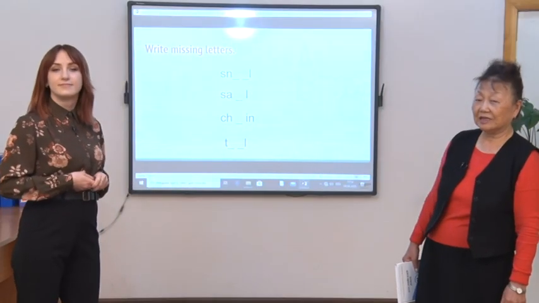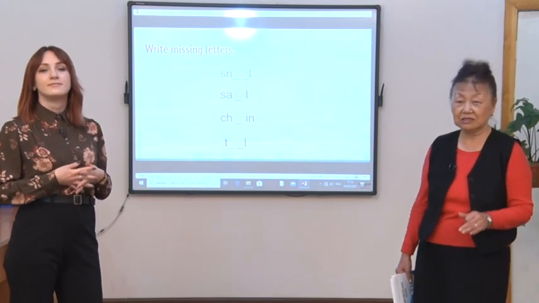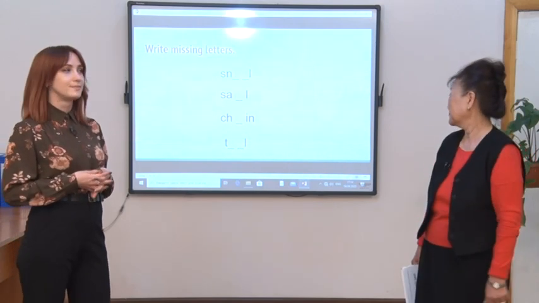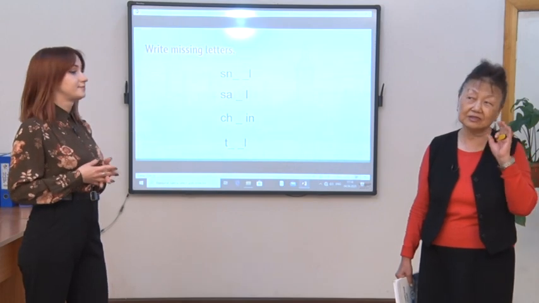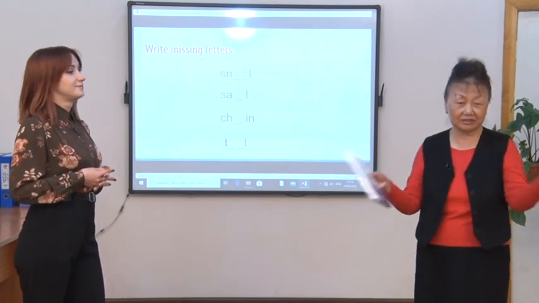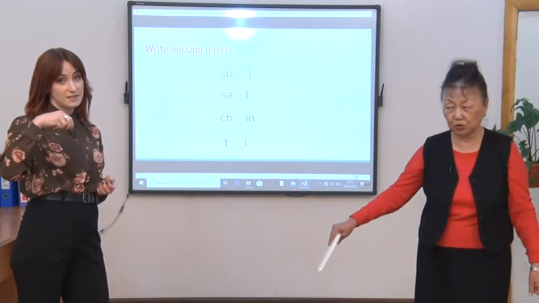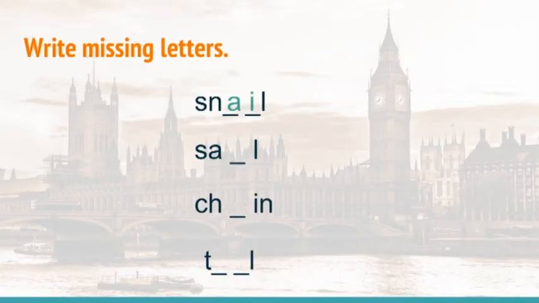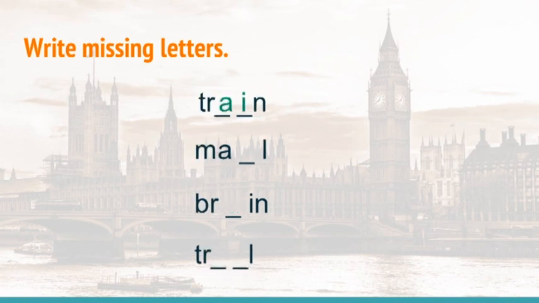Let's check your spelling. Please write the missing letters. You will be given some minutes. Open your exercise books and write these words. Let's check up. The first, snail, sail, chain, tail, train, mail, brain, trail. Boys and girls, I think you are right.